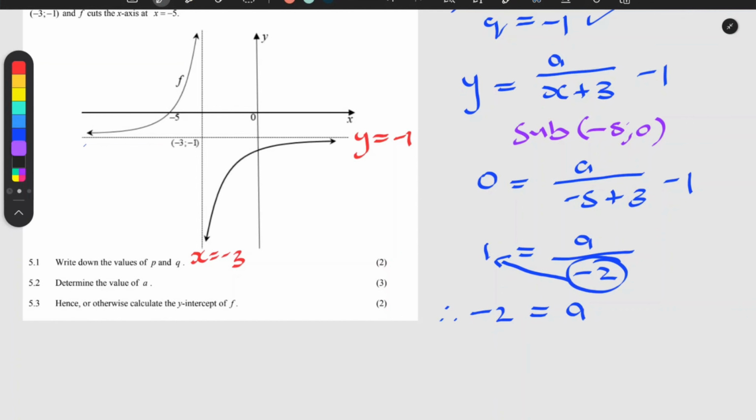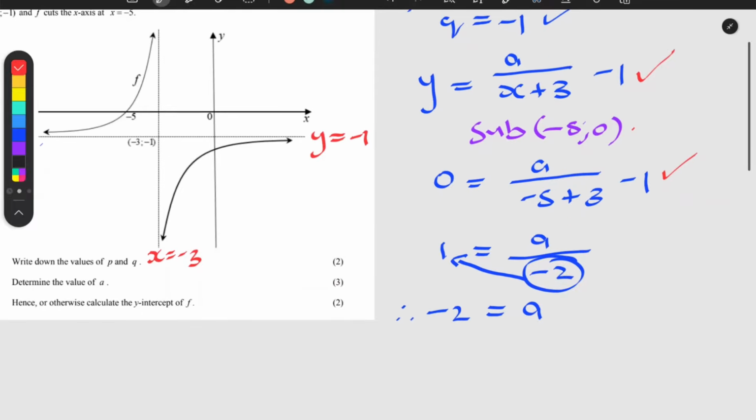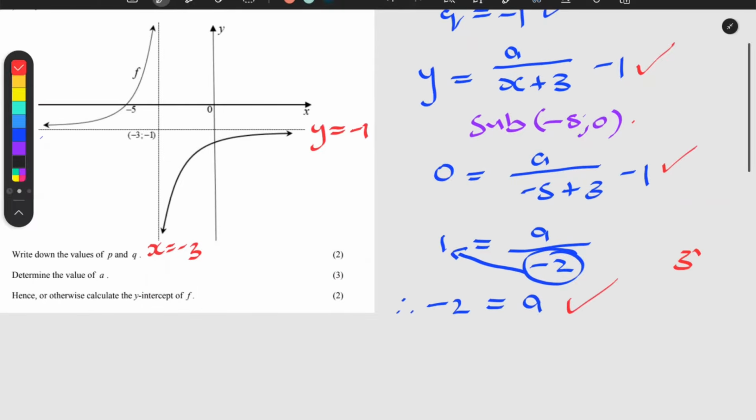So let's see how they mark this question. For substituting a point, you get that mark. Then first for putting in the p and the q that you got there. Then for subbing in and then for the answer. That is how you will get 3 marks.